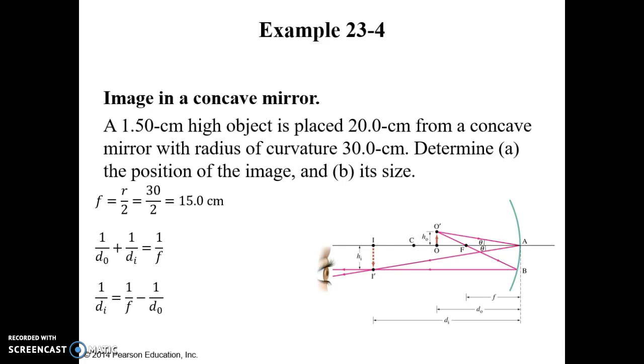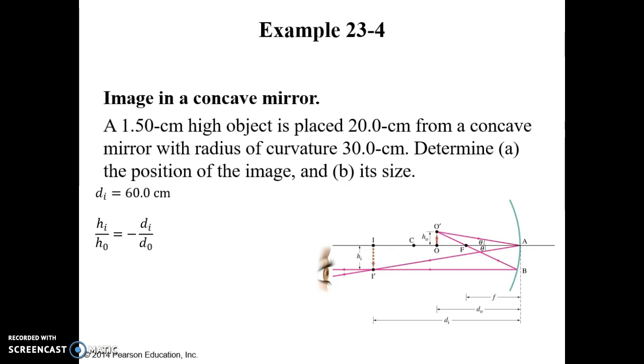We know the focal length is 15 centimeters and the object's distance is 20 centimeters. Plug and chug to get 0.0167. But this is not the final answer yet. We need to take the reciprocal to get an answer of 60 centimeters as the image distance.